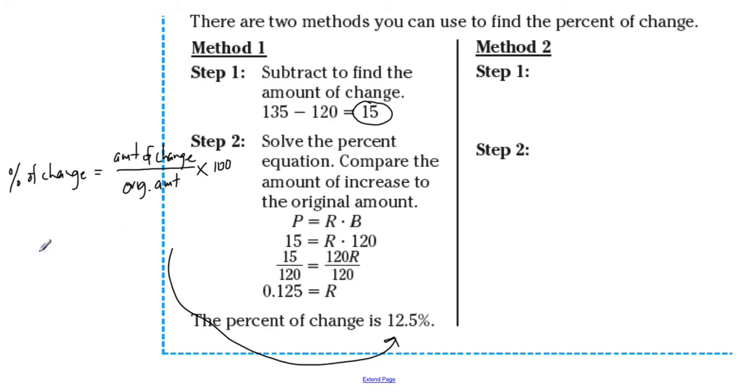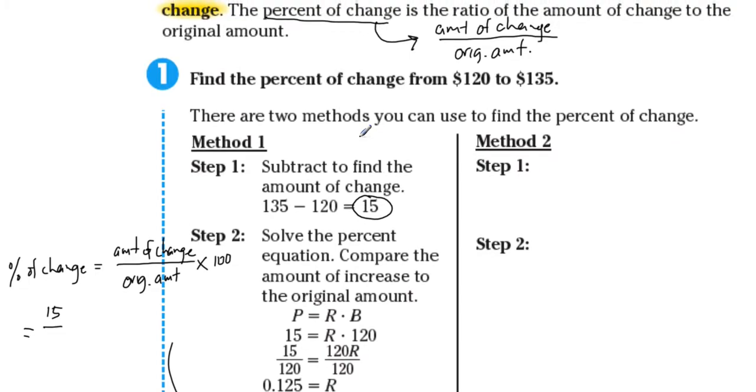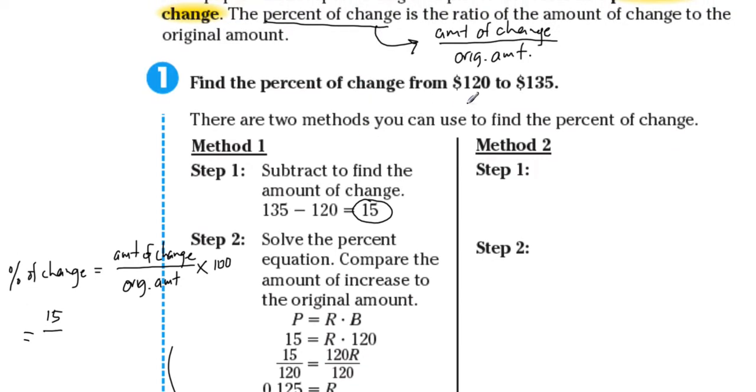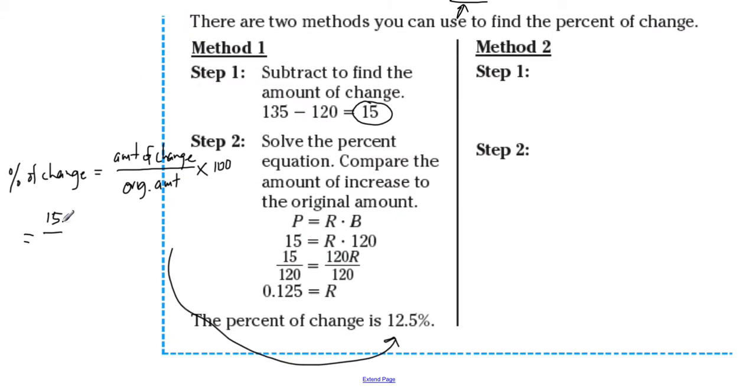So another way of doing this to get this answer right here: the amount of change is 15 over the original amount, which is, it went from 120 to 135, so this is our original amount right here, 120. So it's 15 over 120 multiplied by 100, and if you notice, you'll get the same answer. So if you memorize this formula, you are already good to go for method number 1.